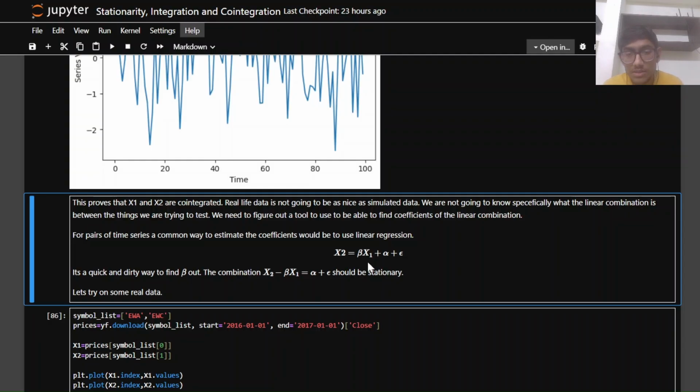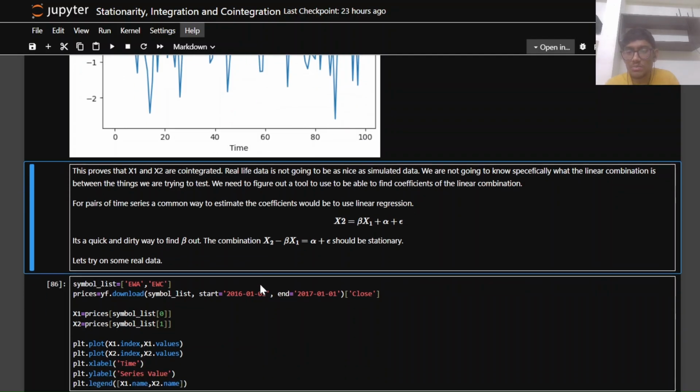It's common that when we have pairs of time series, like we had x1 and x2 here, a common way to estimate the coefficients is to use the simple tool of linear regression. And so you should be able to figure out what beta is in x2 equals beta times x1 plus alpha plus epsilon. Here epsilon is noise and alpha is just like a translating factor. I am trying to put my epsilon to have mean 0. And so this combination x2 minus beta x1, which will give me alpha plus epsilon, should essentially be stationary.